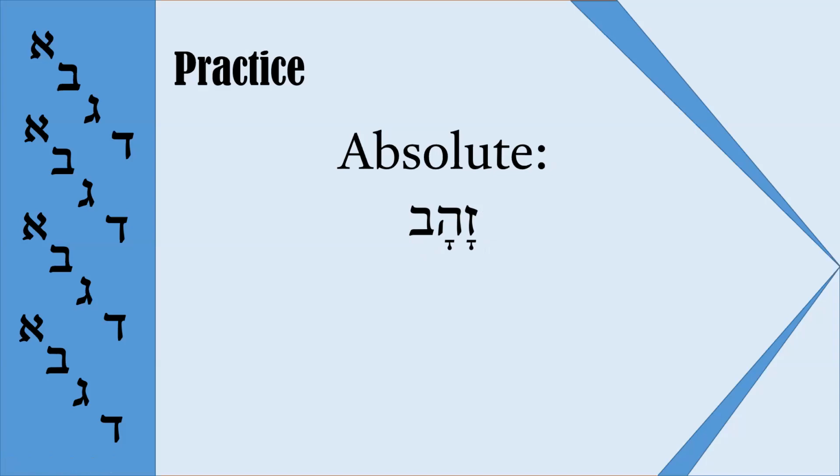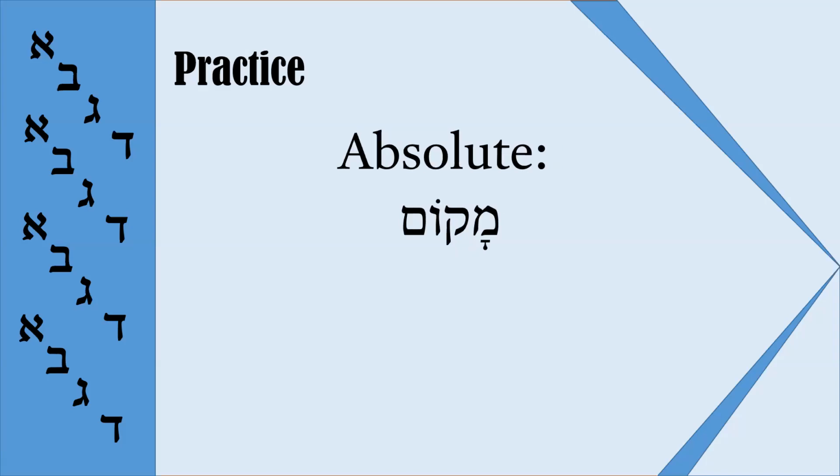Zahav, gold. How can you do the construct form? The first vowel changes to sheva. Very well. And the second one? The second one to patach. Patach. Very well, very well. Zahav. So I see that you already got this.